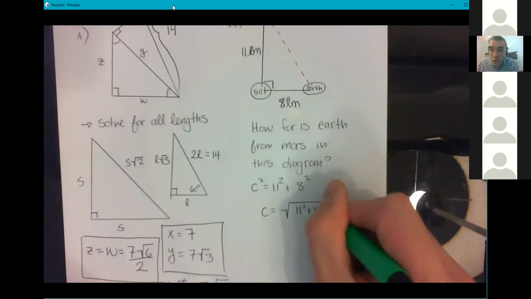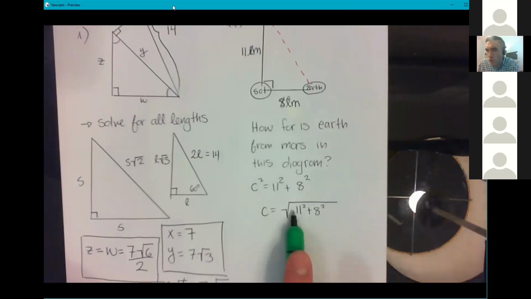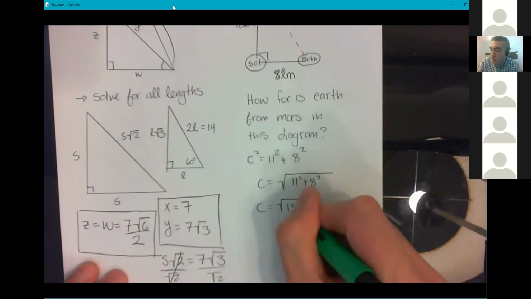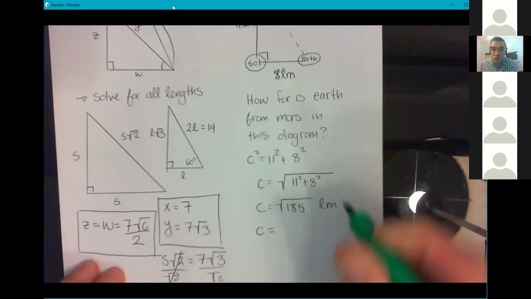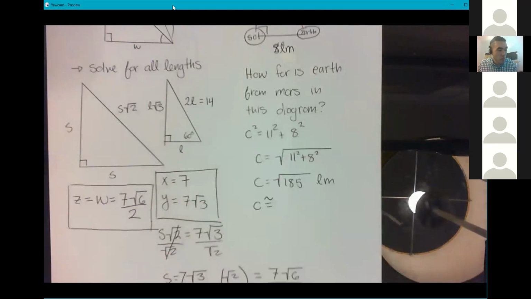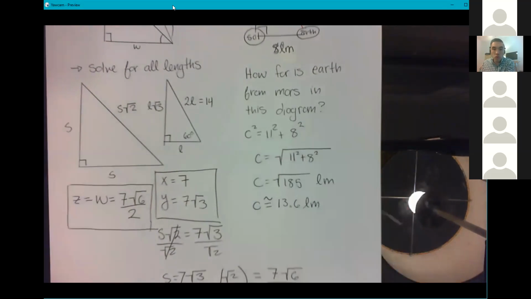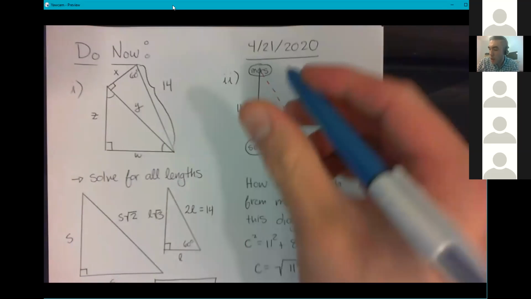And 11 squared is 121. 8 squared is 64. 121 plus 64 is what again? 185. Square root of 185 light minutes. And so c, that hypotenusal length, is approximately equal to, and I'm only going to turn this into a decimal so that we can talk about what this means, why we care. This is approximately 13.6 light minutes. So right now in this orientation, up here, this red dotted line, this is about 13.6 light minutes.